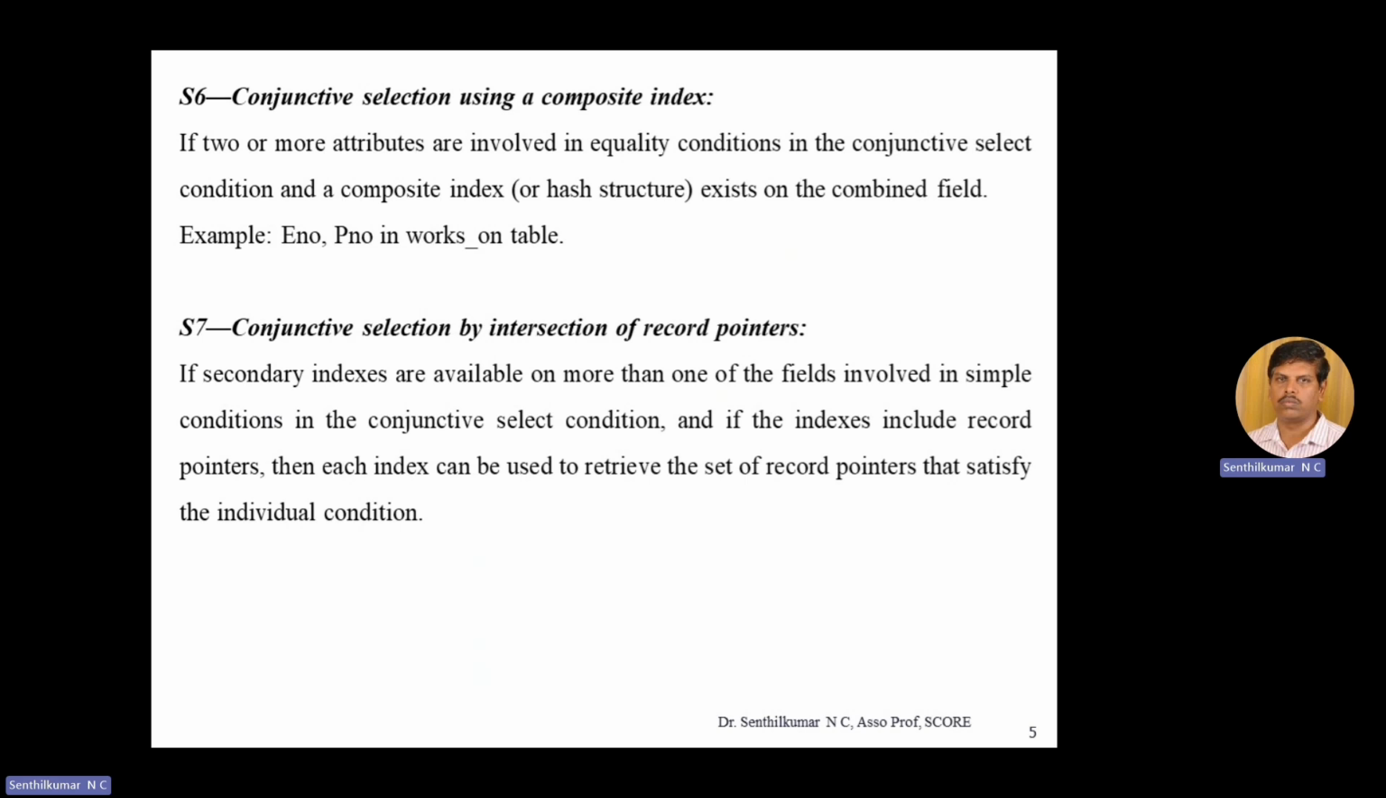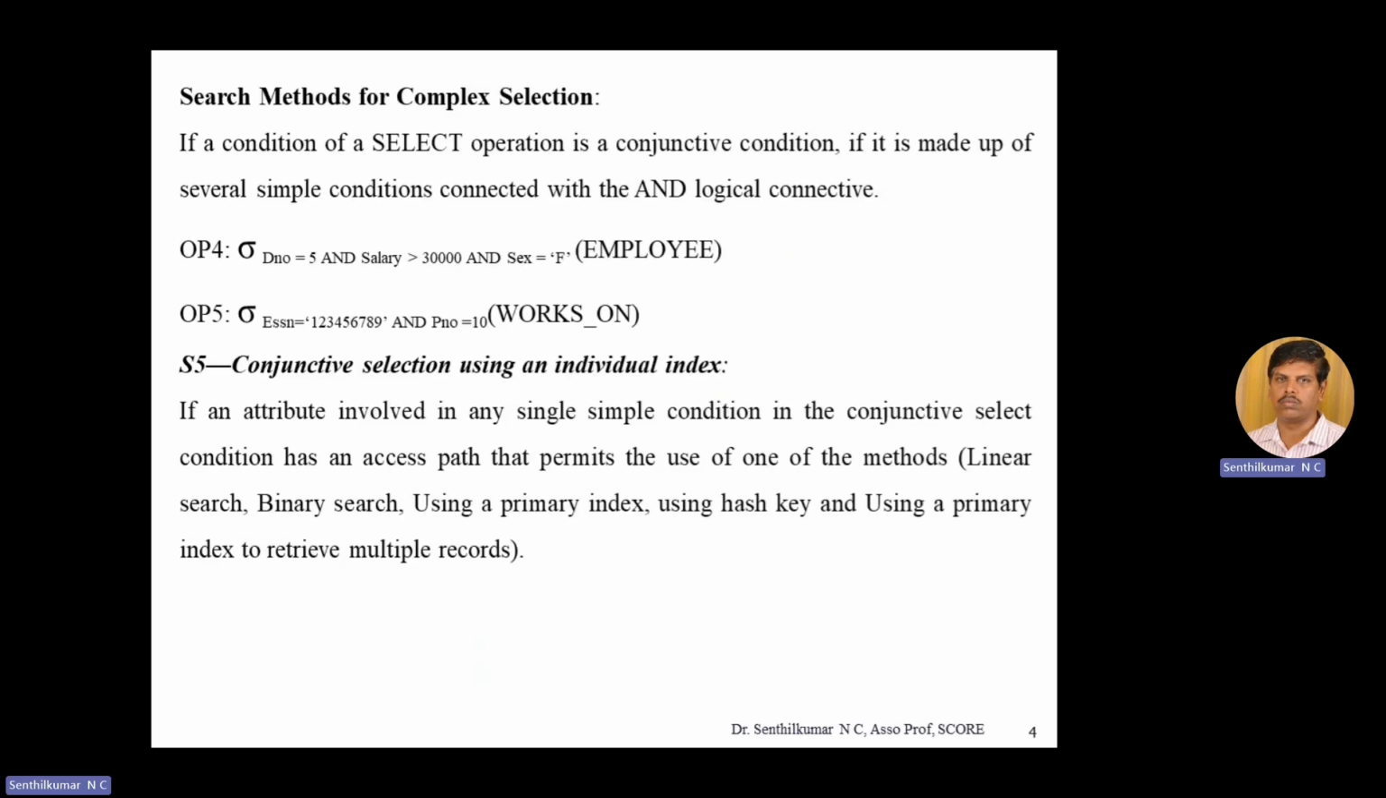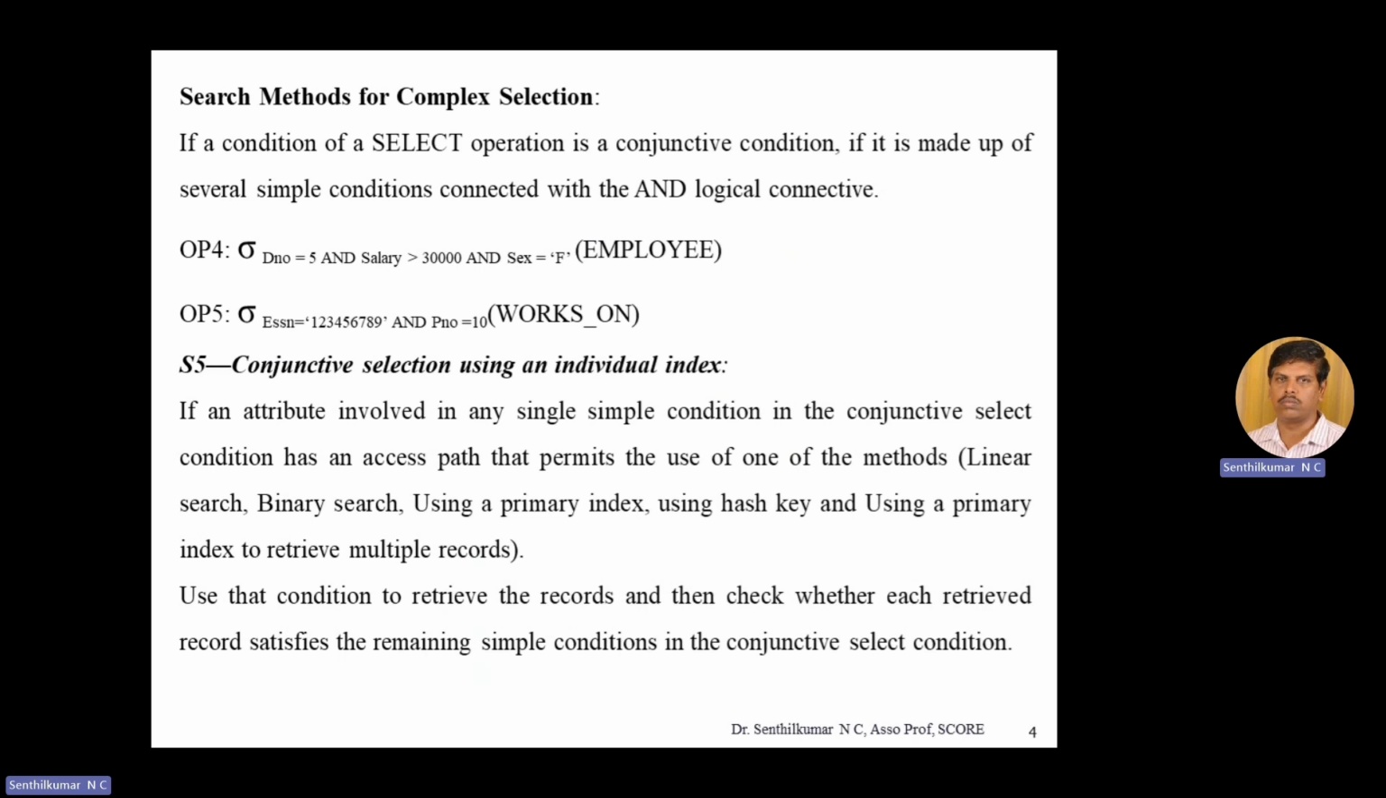Okay, so the secondary index concept will be used. Secondary index means we have multiple records with the same value, so the record pointers will be identified. Now the example: you see D number equal to 5. So D number equal to 5 related record pointers will be identified, which are the data files pointed to by the record pointers. And salary greater than 30,000, record pointers will be identified. Then sex equal to F, record pointers will be identified.